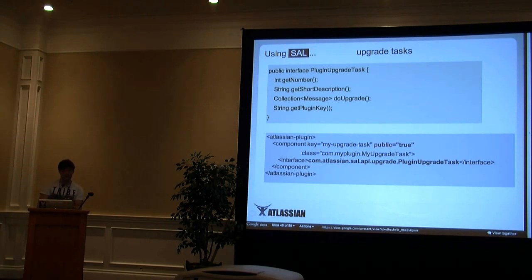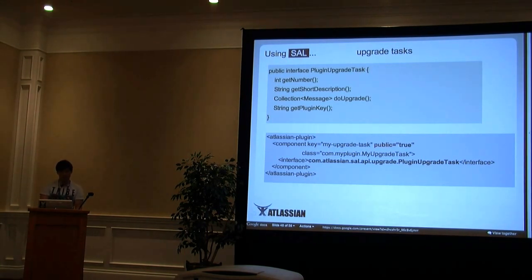And they're really simple to write. All you need to do is implement this plugin upgrade task interface. You've got to supply a build number, which is the build number that you're going to be upgrading to. Just a short description that'll be written out to the UI and the logs. And then there's this doUpgrade method where all the functionality happens. From this doUpgrade method, you should pass back a collection of messages that prompt the user if something's gone a little bit pear-shaped during the upgrade. And you just have to provide the plugin key. Once you've implemented that interface, you need to expose it as a component so it can be picked up by SAL's plugin upgrade system.